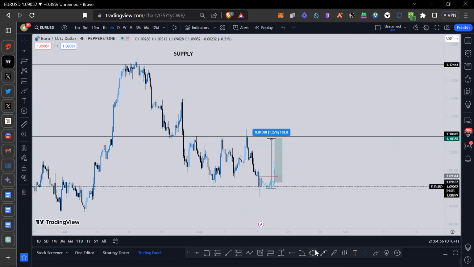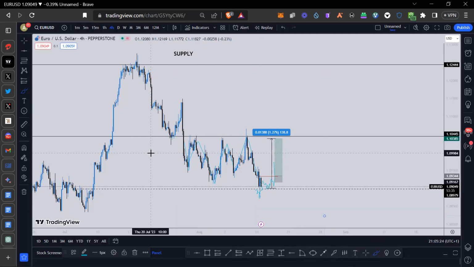So you can see that price has been moving sideways here, but on the higher time frames, the moves are really, really massive. So the move from here to here will make you a lot of money. The move here will make you a lot of money. And the move down here will make you a lot of money. But the market was just moving sideways until it came down here.